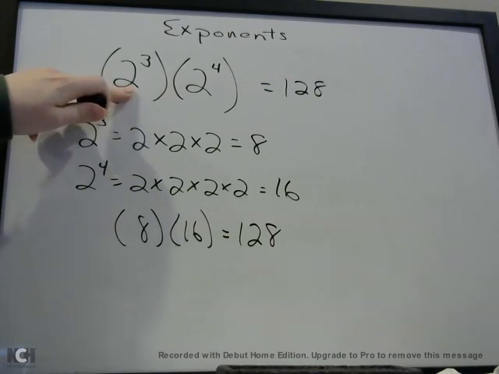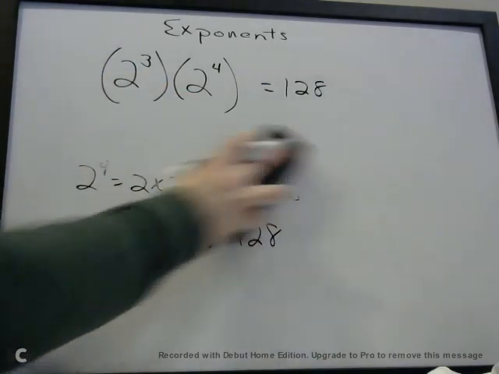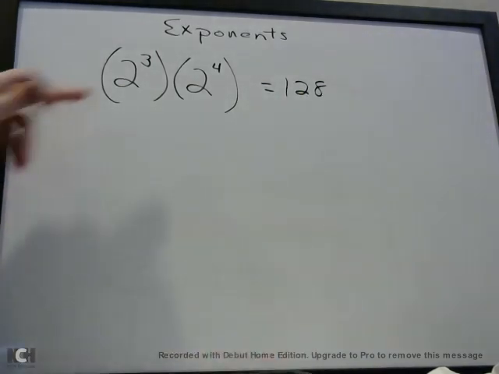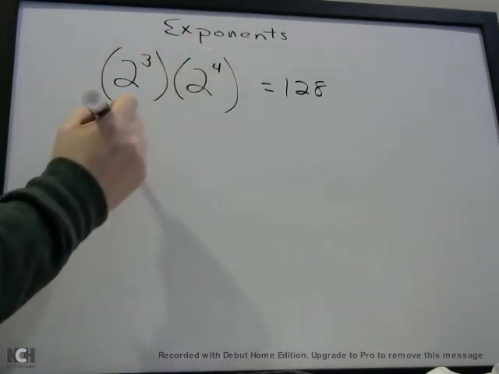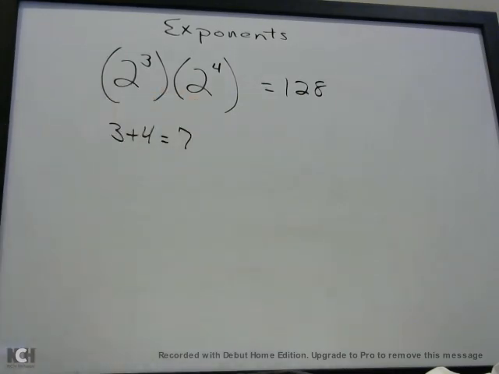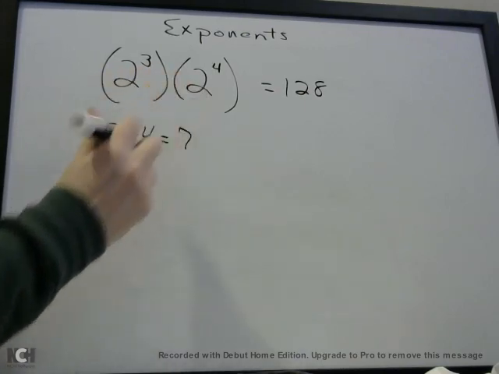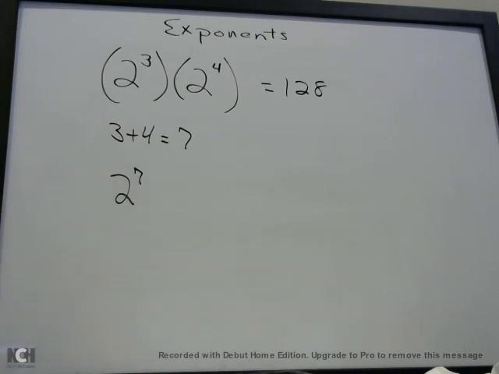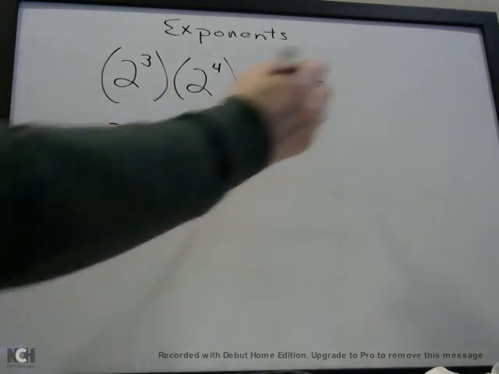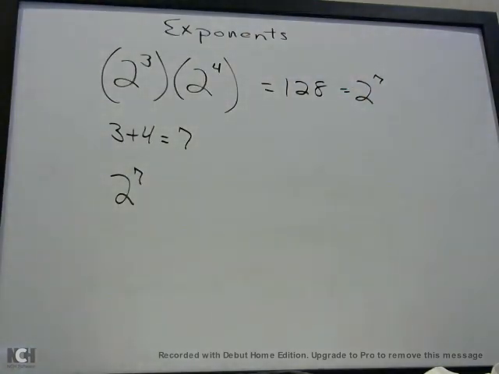If you have numbers that have the same base, and remember that the base is the big number, so here's a 2 and that's a 2, so they do have the same base. If you're multiplying numbers with the same base that have exponents, to get the answer, all you need to do is add the exponents. So 3 plus 4 is 7. So that is going to be the exponent on your base number, 2 to the 7th. So the answer to this in exponent form is 2 to the 7th.